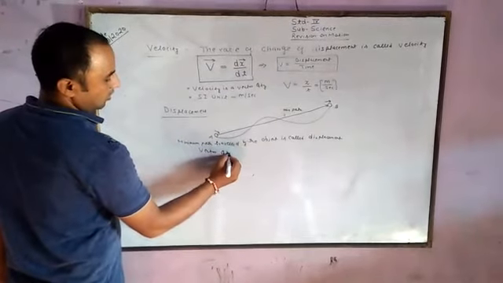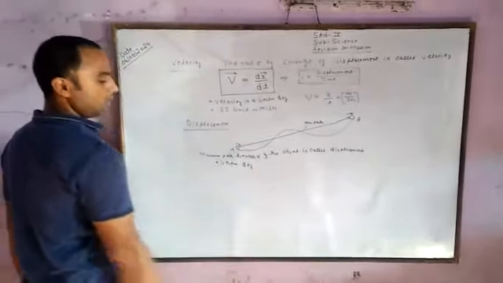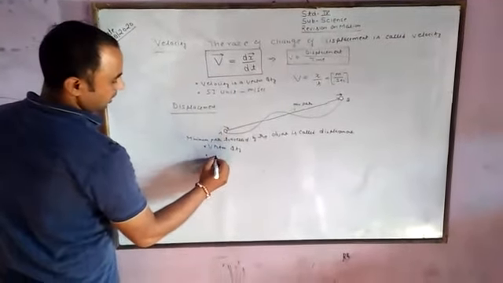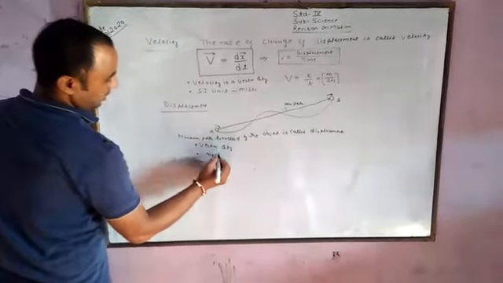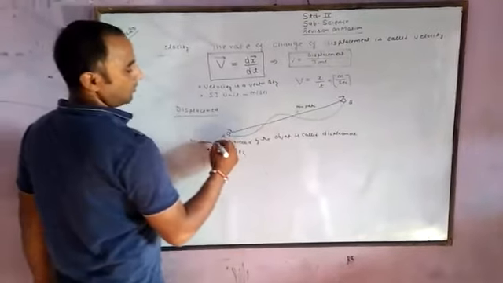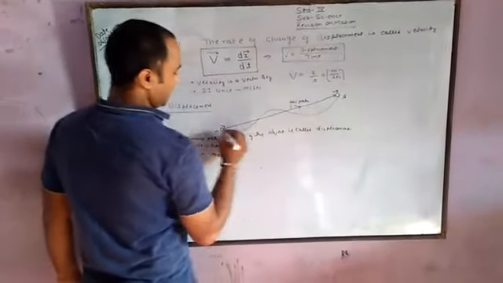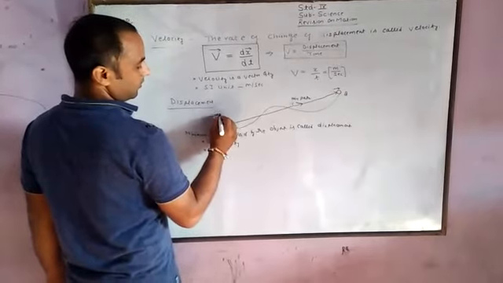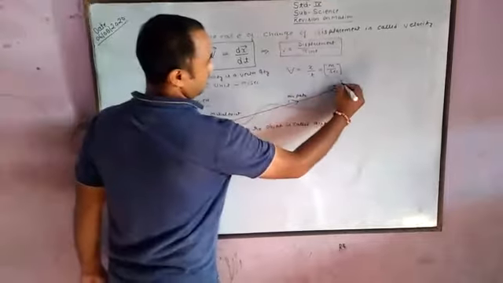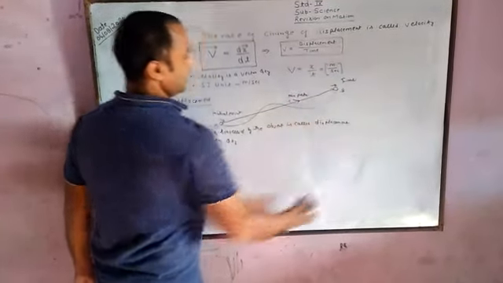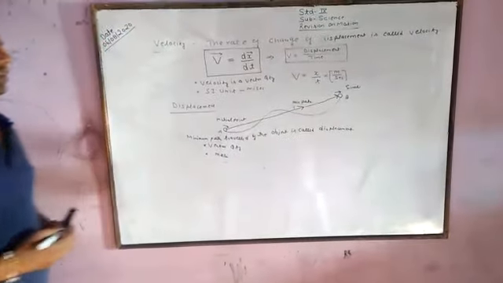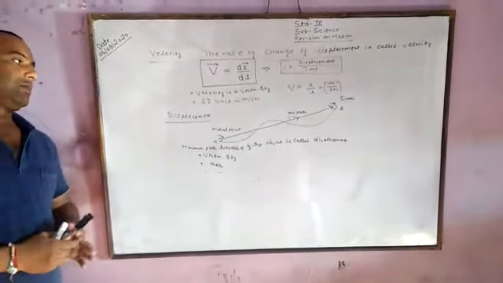Vector quantity. The SI unit of the displacement is meter. This is the SI unit, and this is the direction. This is the initial point, and this is the final point. So from the initial point to the final point, if we join these two, the direction is shown in this pattern, and this is a vector quantity.